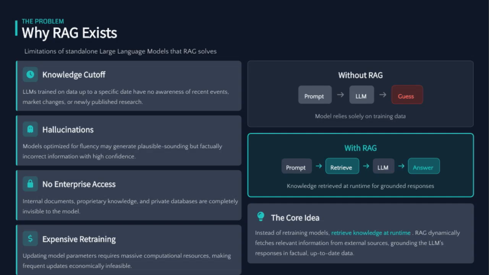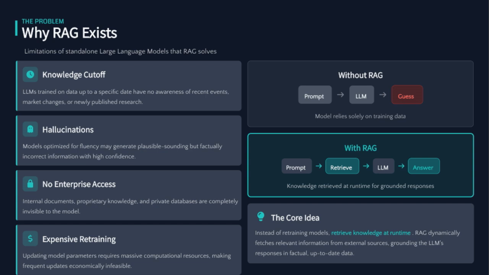So, instead of retraining models from scratch each time, RAG takes a different approach by retrieving knowledge at runtime. This means it dynamically fetches relevant information from external sources, grounding the language model's responses in factual, up-to-date data. The core idea here is that knowledge is retrieved in real time to generate grounded responses, making the system much more current and accurate. Now, when you ask a question, the process involves the model retrieving relevant data, then using that information to craft a response.